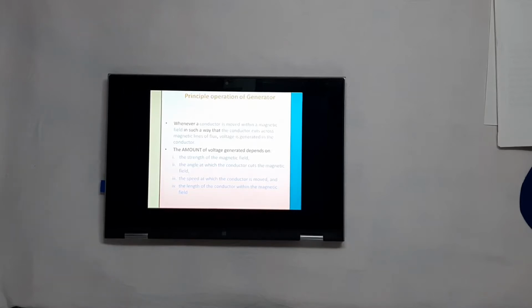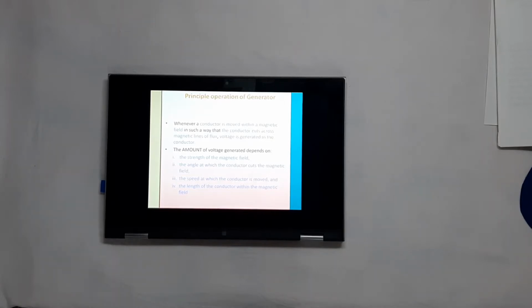Means the flux linking with the conductor will change or the conductor has to cut the magnetic flux, then there is an induced voltage. That is stated here: whenever a conductor is moved within a magnetic field in such a way that the conductor cuts across the magnetic lines of flux, then a voltage is generated in this conductor.